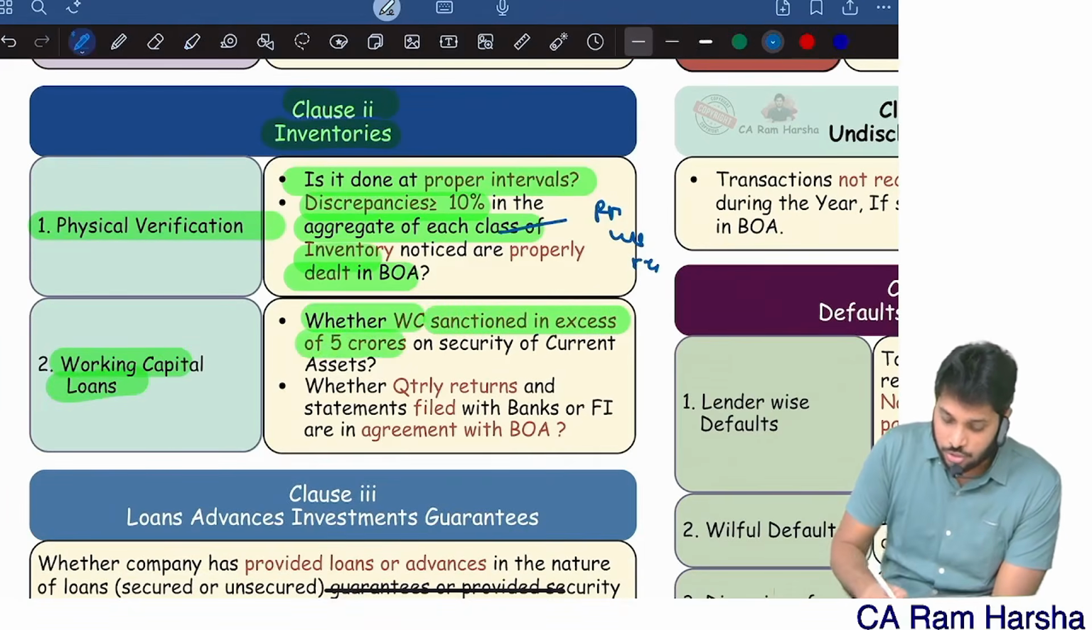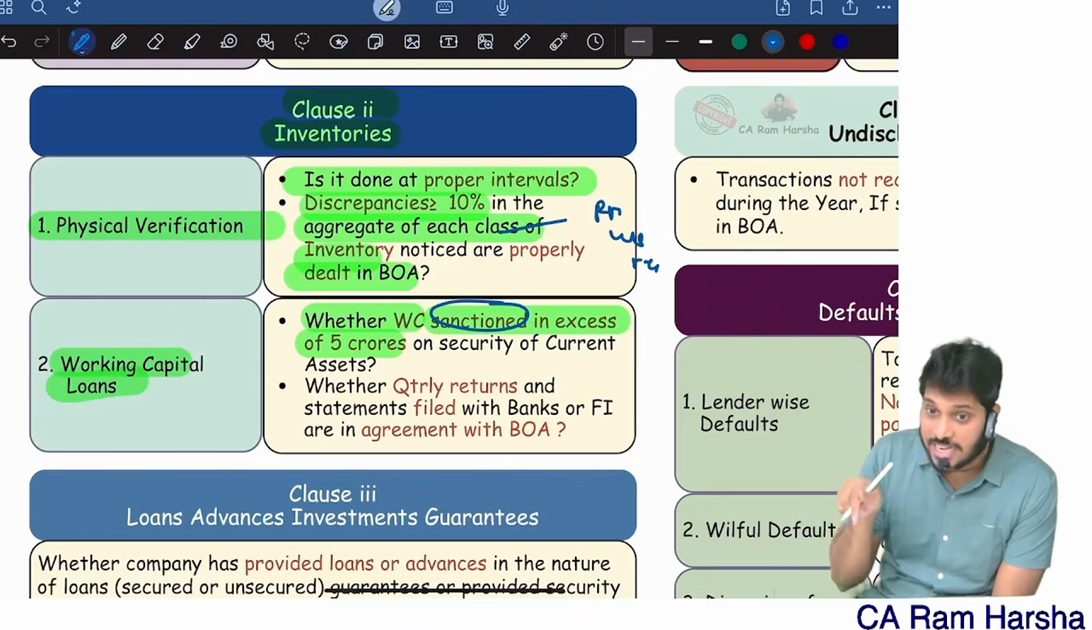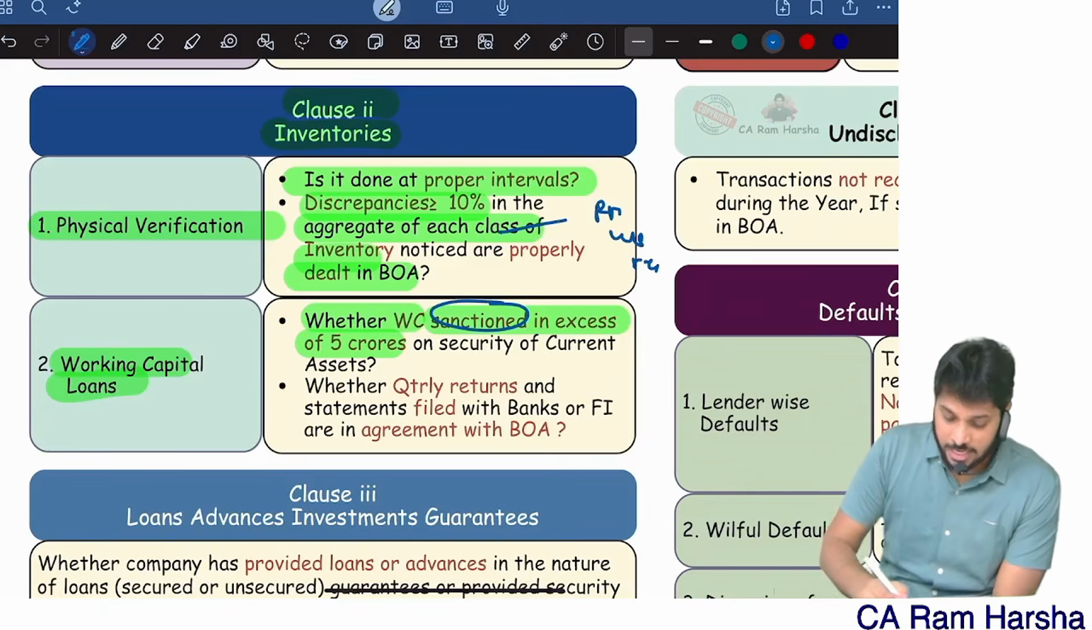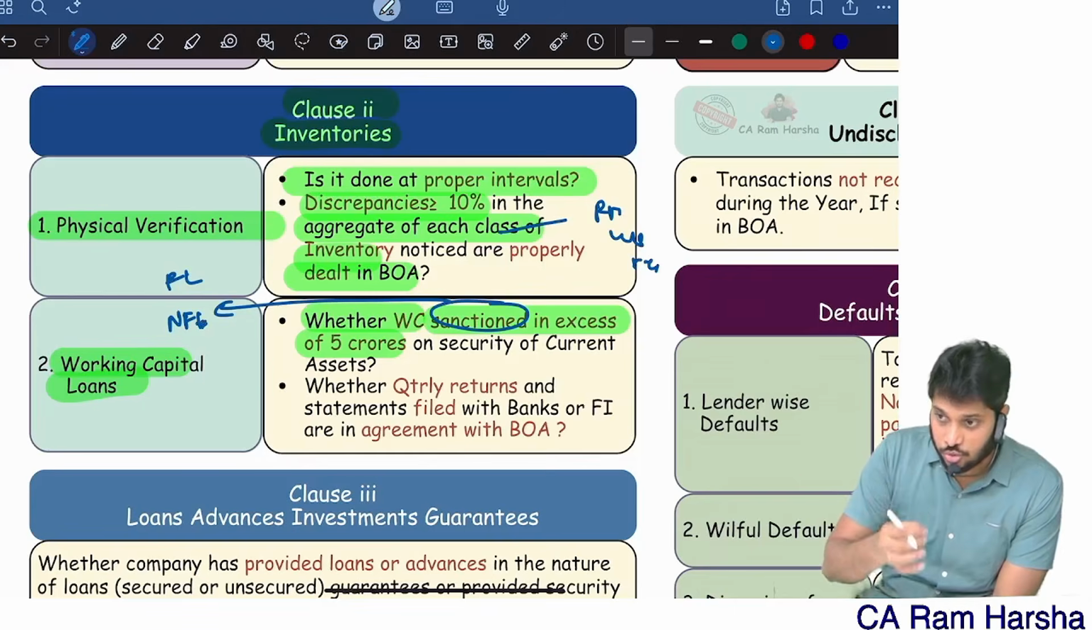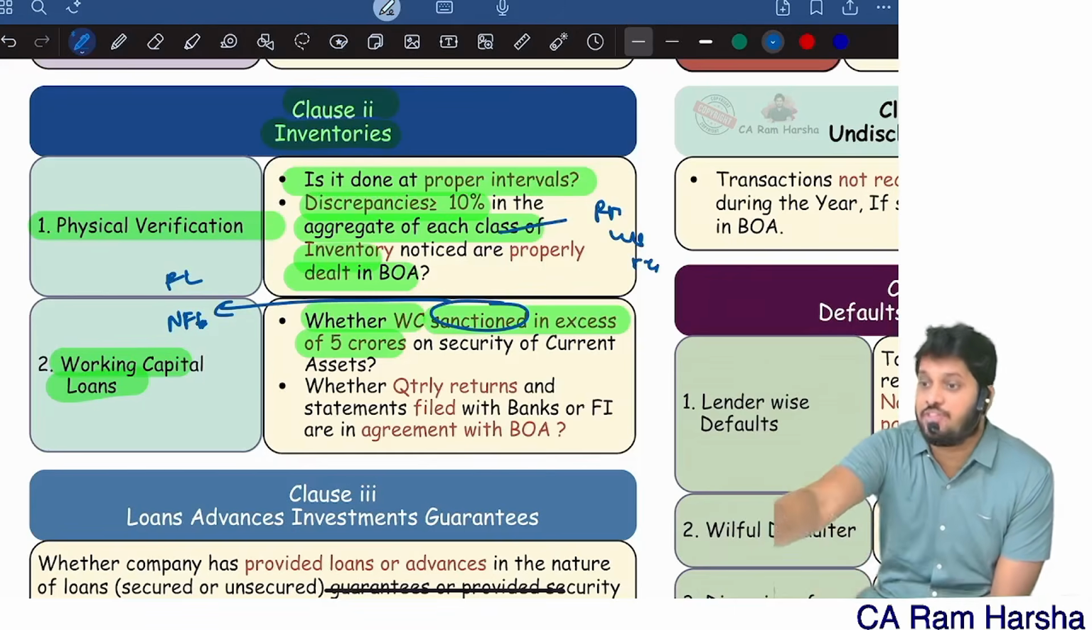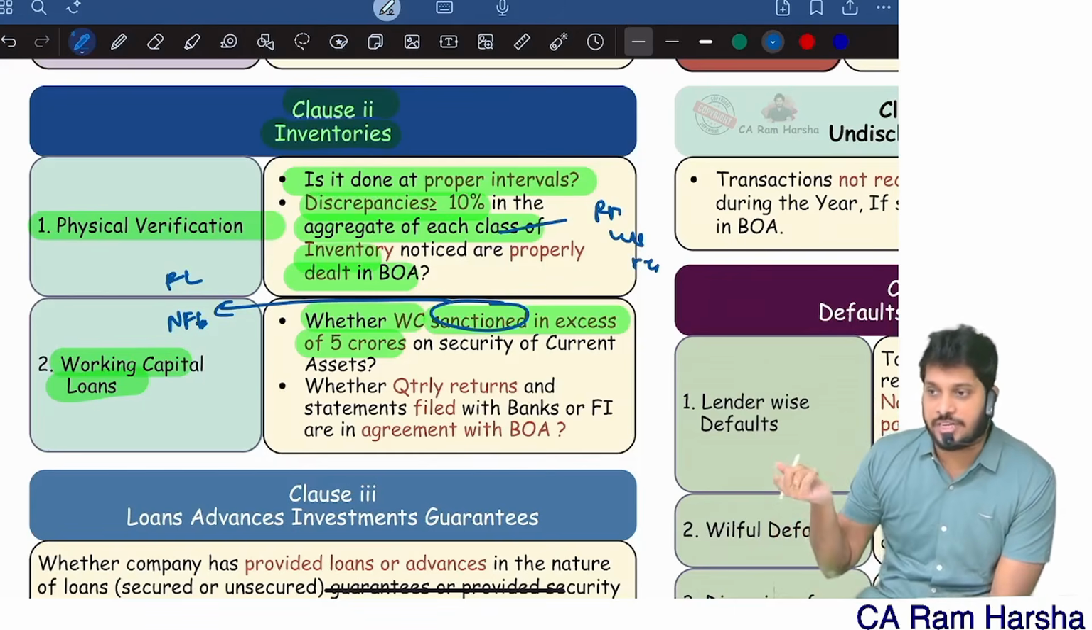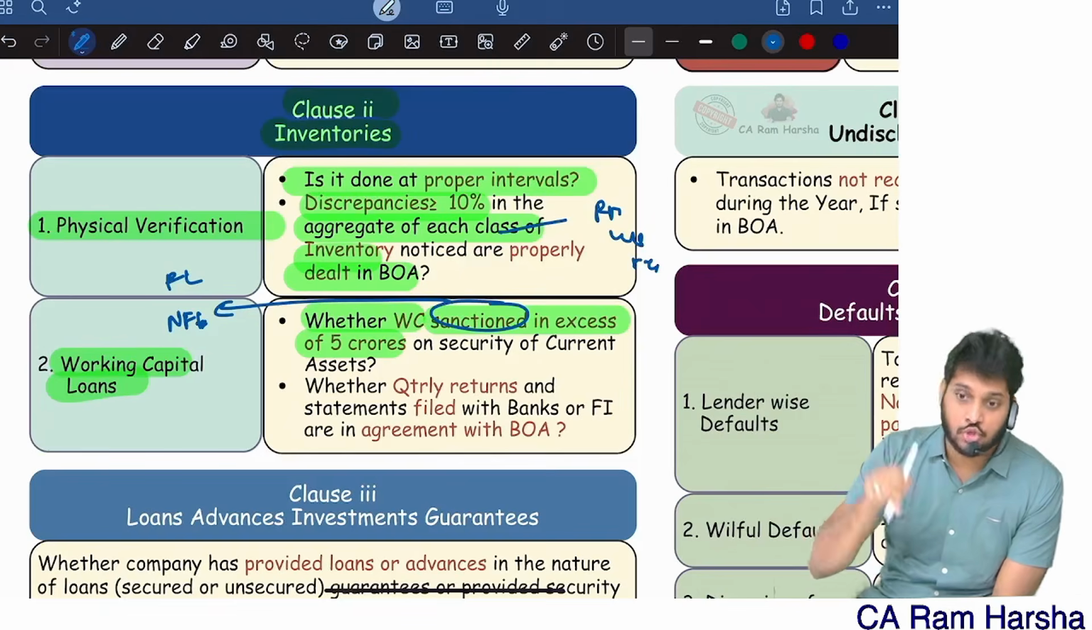Remember, sanctioned loan only they are asking. They are not asking about outstanding loan or drawing power. No, sanctioned loan. Sanctioned limit. And remember, when you are taking working capital loan, funded loans and non-funded loans, both you have to take. Funded means those where you can withdraw. Guarantee is a non-funded. Yes or no? Guarantee is also to be considered.